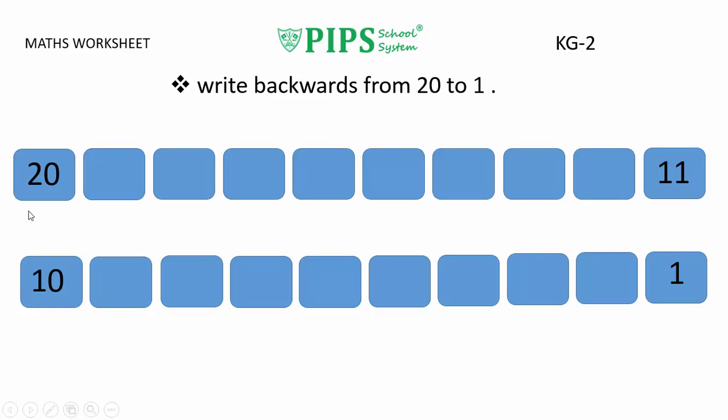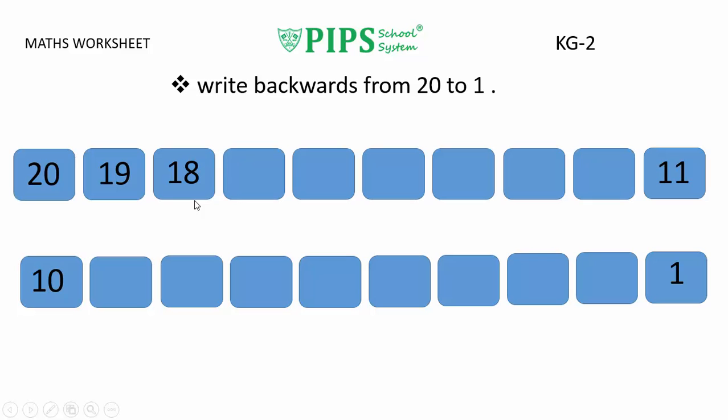Students, can you tell me the number which comes before 20? 19 comes before 20. So we will write the number 19 in the empty box like this. Which number comes before 19? Start backward counting from 20. 20, 19, 18. 18 comes before 19. So we will write the number 18 in the empty box like this.